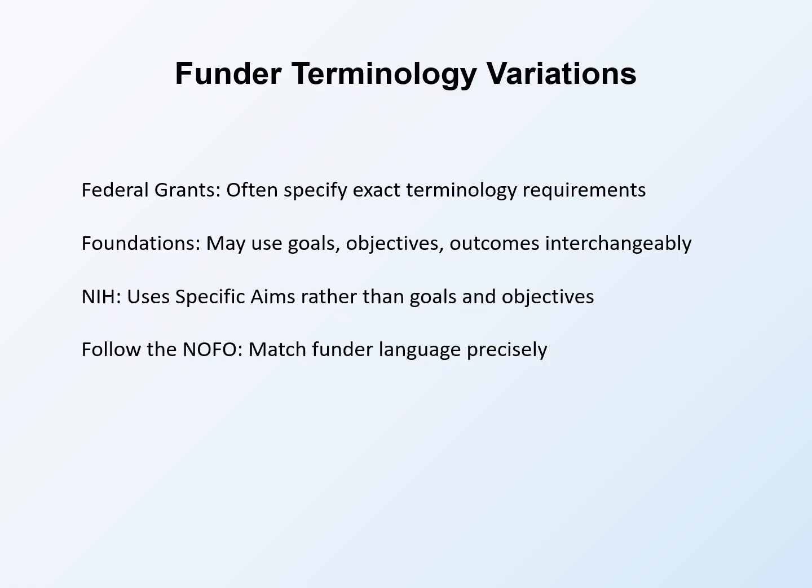The National Institutes of Health uses specific aims rather than goals and objectives. Research grants have different conventions. An NIH-specific aims page has its own structure we will explore later this week. The key principle is to follow the Notice of Funding Opportunity and match funder language precisely. If they ask for goals, provide goals as they define them. If they ask for objectives, provide objectives meeting their criteria. Adapt your terminology to each funder.